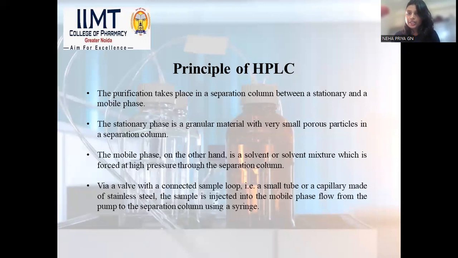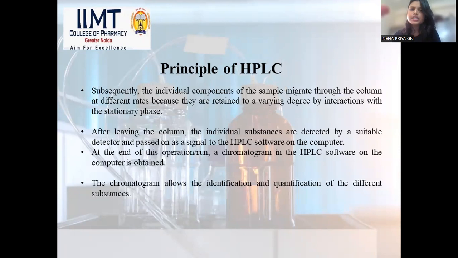After identification, I look at the graph and calculate the area under the curve. By calculating the area under the curve, I get the quantity of how much sucrose is present in the sample. And in this way, my sample is separated, identified, and quantified by HPLC. So this is what HPLC is.